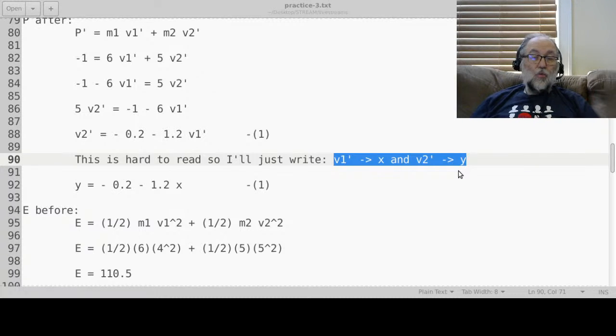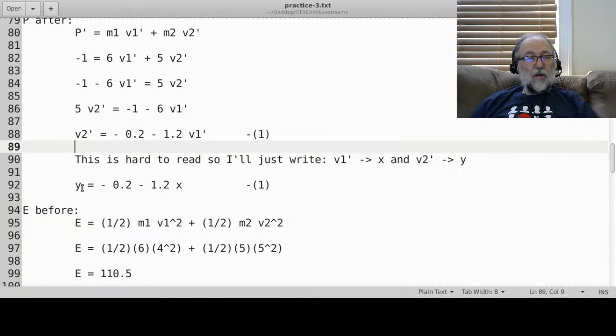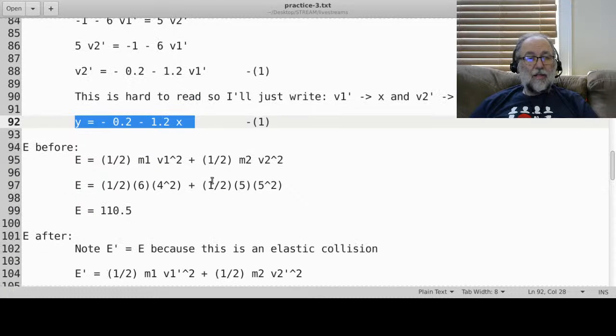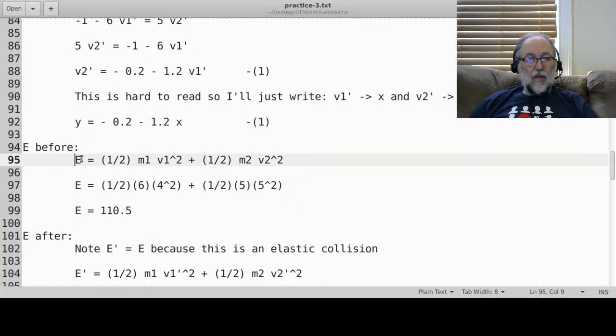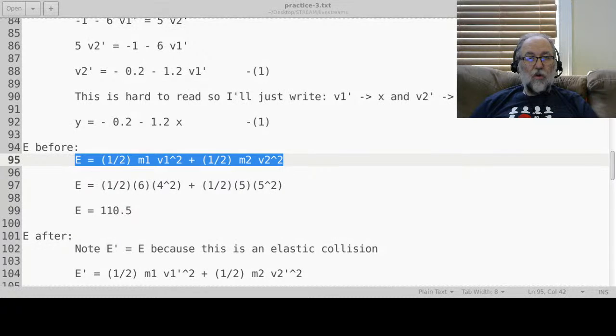I don't know why I called it x and y. Don't confuse this with x and y coordinates. I just chose two variables. And again, it's just because it makes it so much easier to see the equation. So equation number one is basically that one right there, and y there is V2 primed, and x is just another name for V1 primed. All right, now what? Well, we have to develop the equation for conservation of energy. So we've got the energy before, and there's the expression for it.